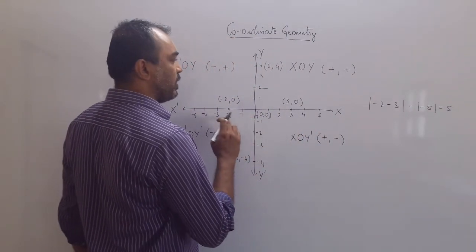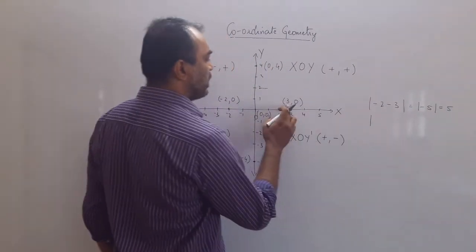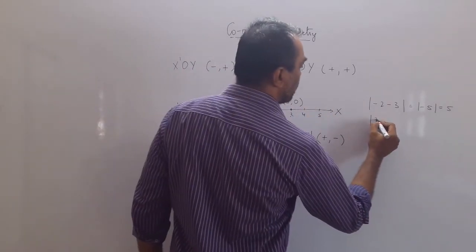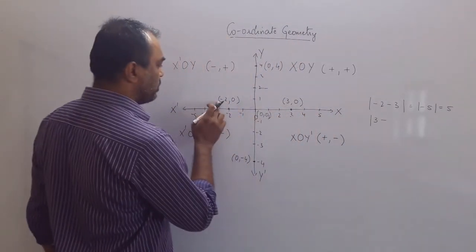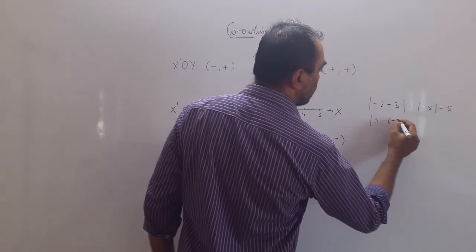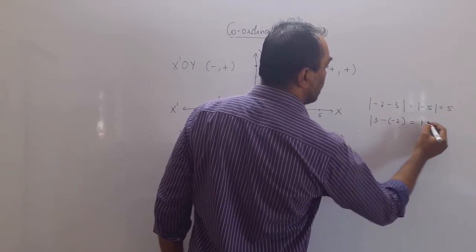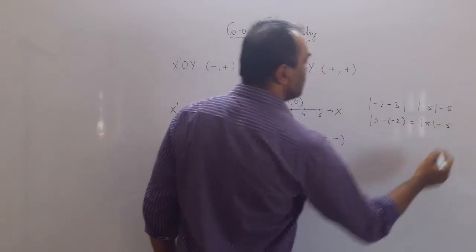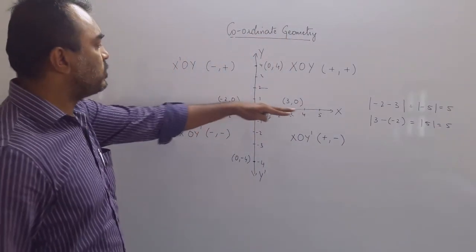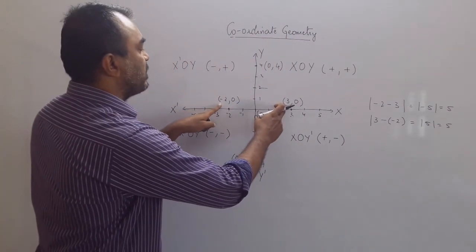1, 2, 3, 4, 5. But I should subtract the smaller number from the bigger. So 3 minus minus 2, which is 3 plus 2, is 5. So the distance remains 5 units. So when it is on the x-axis, you can just subtract that coordinate.